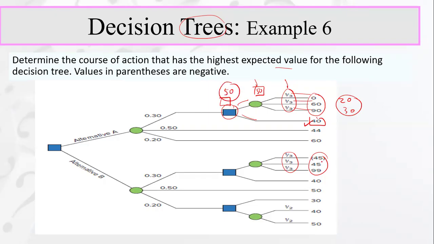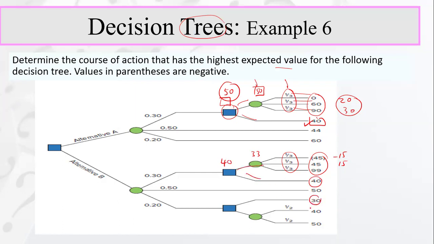Again, the same story. So 1 by 3 multiplied by minus 45 is minus 15. So this one is plus 15. They cancel each other. 99 multiplied by 1 by 3 is 33. So the total overall is 33. So compared to 40, you take 40, because either that or this, whichever is bigger.